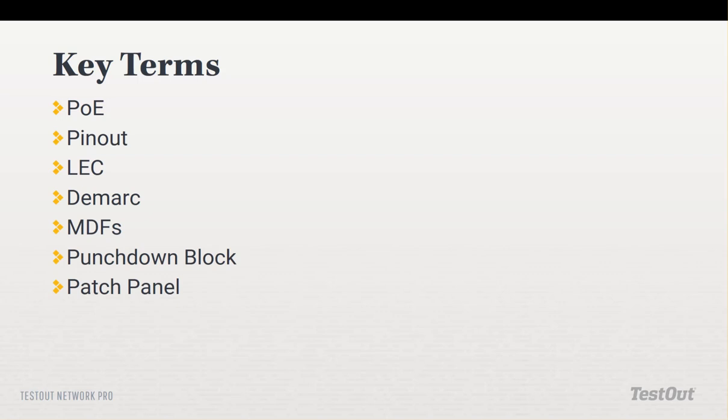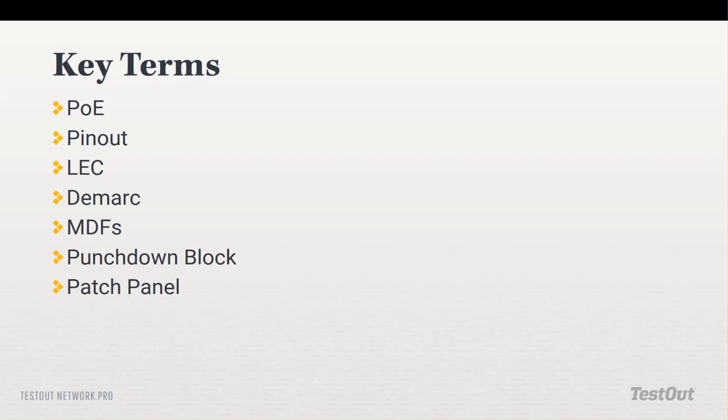PoE, pin out, LEC. PoE is something that you're going to hear all the time. It stands for power over Ethernet. If you look at your wireless access points, they're all power over Ethernet for the most part. They're hanging on a ceiling where there's no electricity, so it actually gets its power from one of the cables and possibly 2 of the cables in your Ethernet cables. Pin out, LEC, you'll see that.